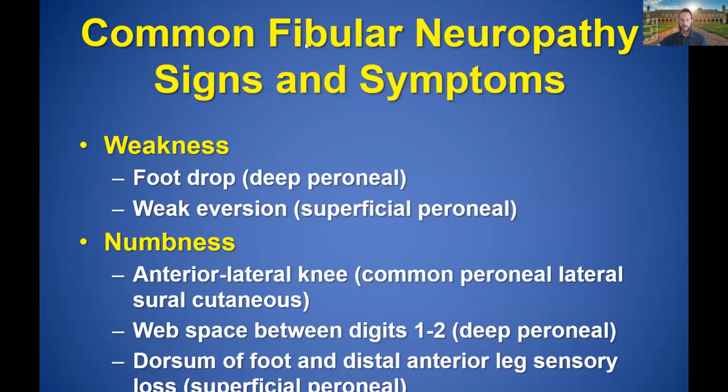Damage to the common fibular nerve will result in both foot drop with the deep peroneal fascicles, as well as foot eversion weakness from the superficial peroneal fascicle involvement, as well as numbness in the dermatomes just described, including both the dorsum of the foot and the web space between the first and second toes from both the deep and superficial fibular involvement.